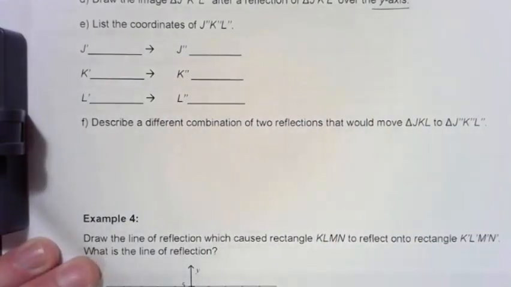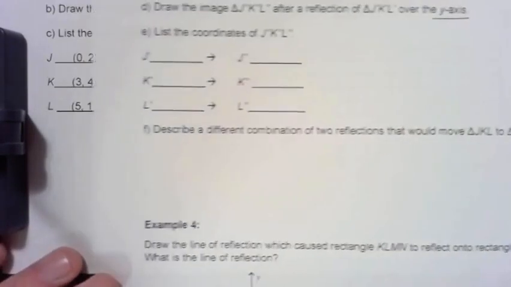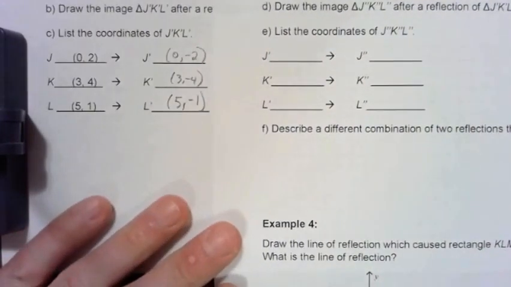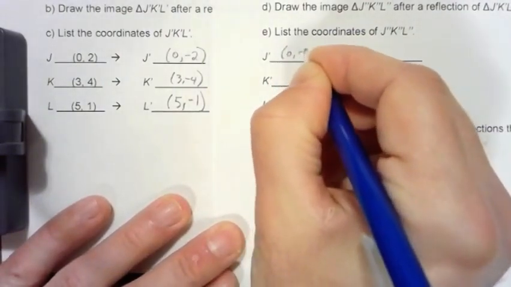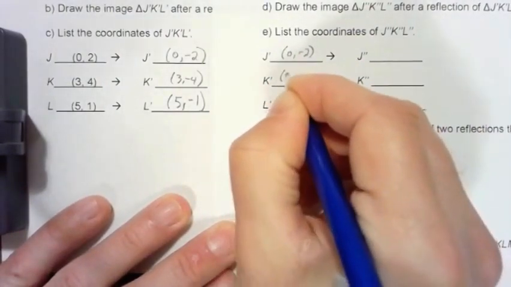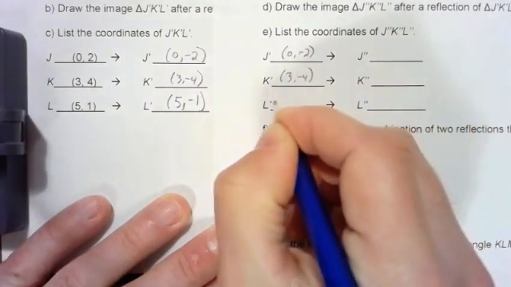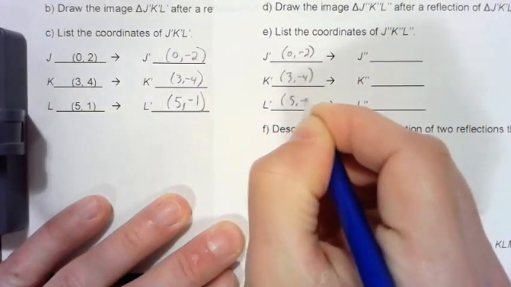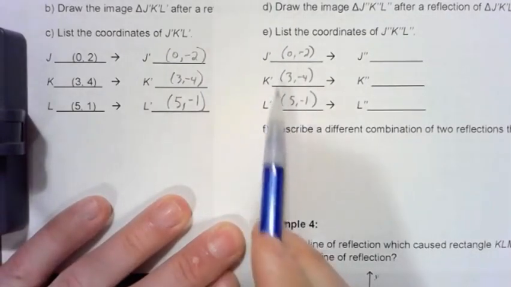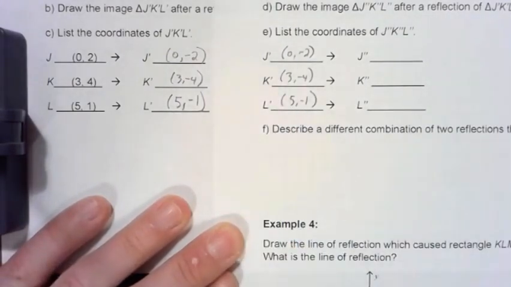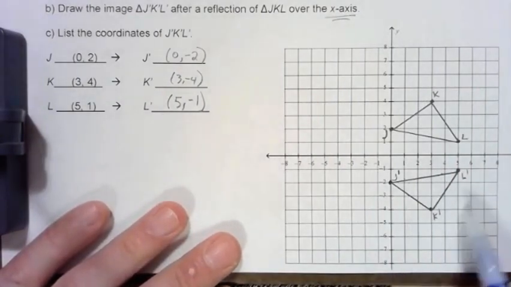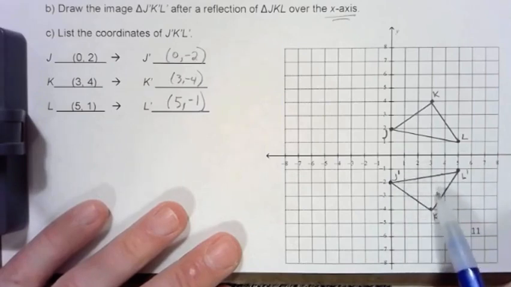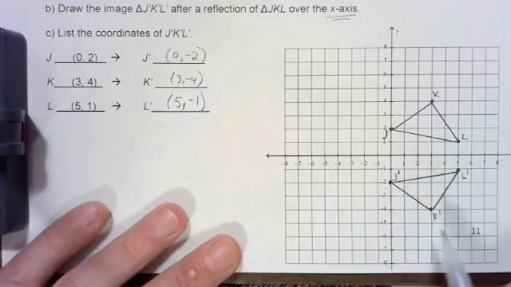Okay, so if we recall from before, let's get our coordinates here again. J prime we said was at (0, -2). K prime was at (3, -4). And L prime was at (5, -1). We're going to take these points now and reflect over the y-axis. So here was our original graph, and this is the triangle that we're reflecting, J prime, K prime, L prime, this time over the y-axis.